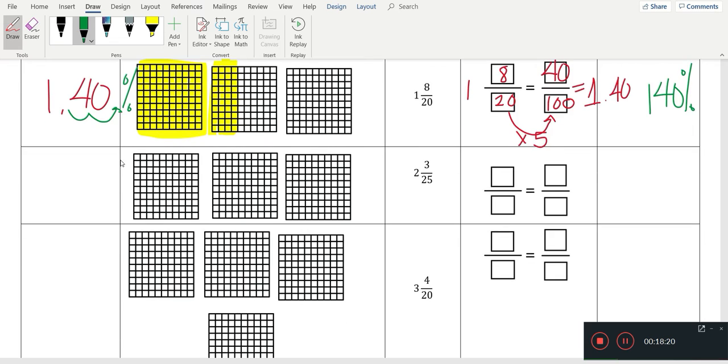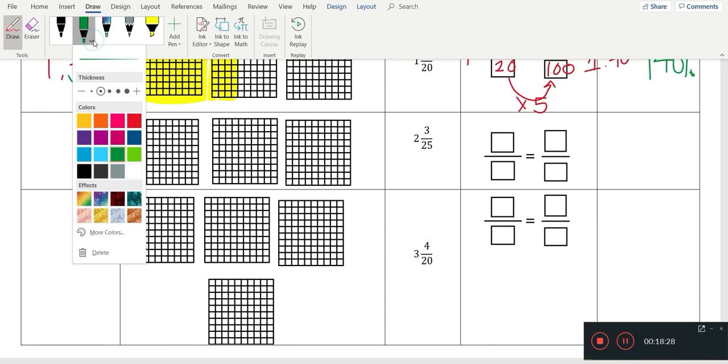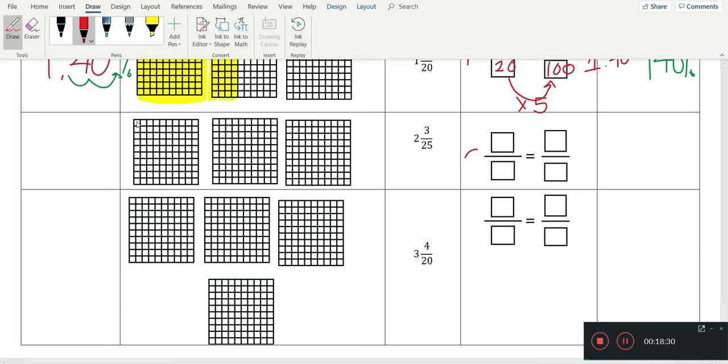It's getting easier because we've been practicing this a lot of times in this video. So we have now here 2 wholes and 3 over 25. So we have here 100. How many 4s in 100? Times what? 4 times 4 also here. So 3 times 4 is 12. And I have 2 wholes, so I have 2 wholes and 12 hundredths. So I will transfer that here to decimals, 2 wholes and 12 hundredths.